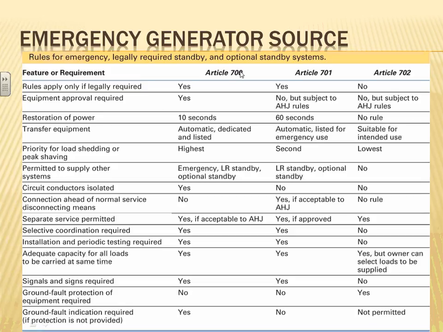Comparing between these three systems, I have 700. So this is your Article 700, Article 701, 702. 700 is the emergency system where people's life depends on it. 702 is the legally required standby system where people's life does not directly depend on it, but it's very important. I always say the most important system in your building is your emergency system, as in egress lights and exit signs and certain elevators in certain buildings.